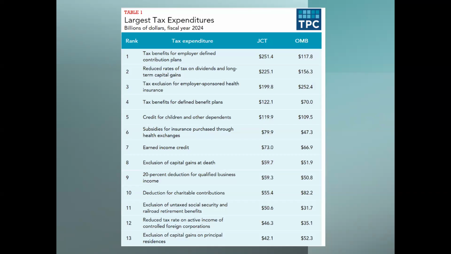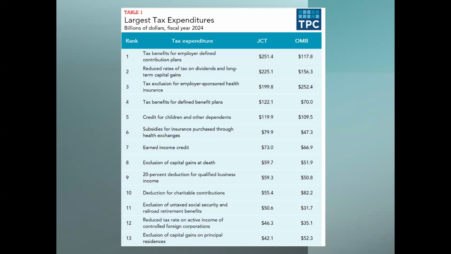Tax exclusion for employer-sponsored health insurance. So if you have health insurance through your company, you do not have to pay tax on the amount that your employer pays for your health insurance. That is not considered to be part of your taxable income, and therefore it's a very large tax expenditure. And then we also have, again, those tax benefits for defined benefit plans, which are also related to saving for retirement.